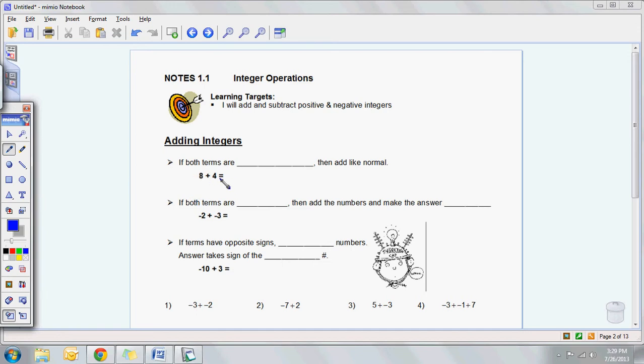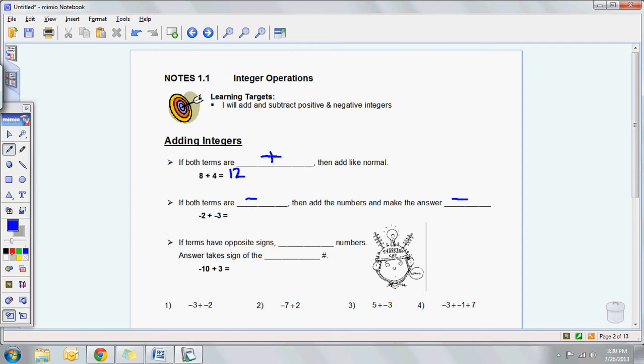This is something that you know from when you were 5 years old. This isn't really a rule, but it's something to keep in mind. You don't need anything fancy to solve this. If both terms are positive, then you're just going to add like you've been adding since you were a little kid. So 8 plus 4 is 12. Same type of rule applies if you have 2 negative numbers. If both terms are negative and it wants you to add them, you're going to add those numbers up, but this time the answer is going to be negative.